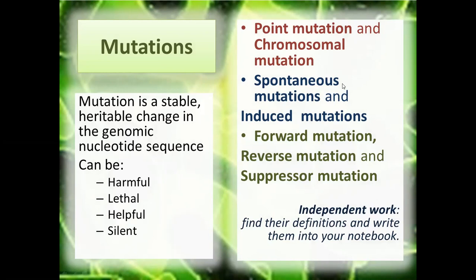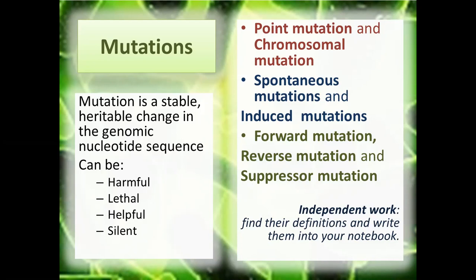And in this part of the slide, you see the classification of mutations. According to their scale, they may be point, the small mutations, or chromosomal. According to their origin, they may be spontaneous or induced, and according to their direction, they may be forward, reverse, or suppressor mutations. And it is a small part of your independent work. Please find the definitions of all these kinds of mutation, and we will discuss it in practical classes.